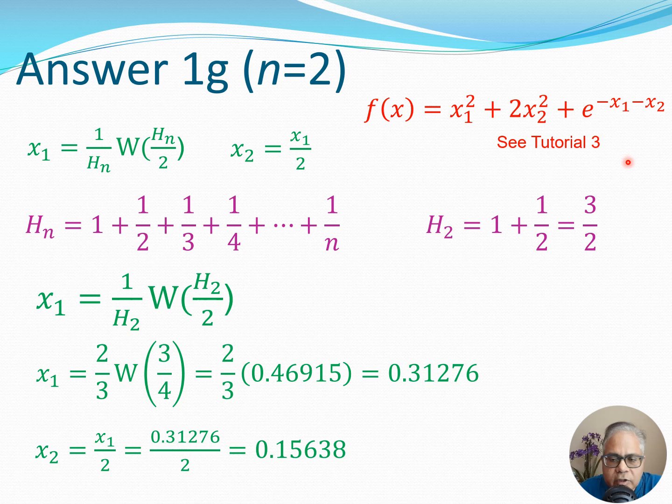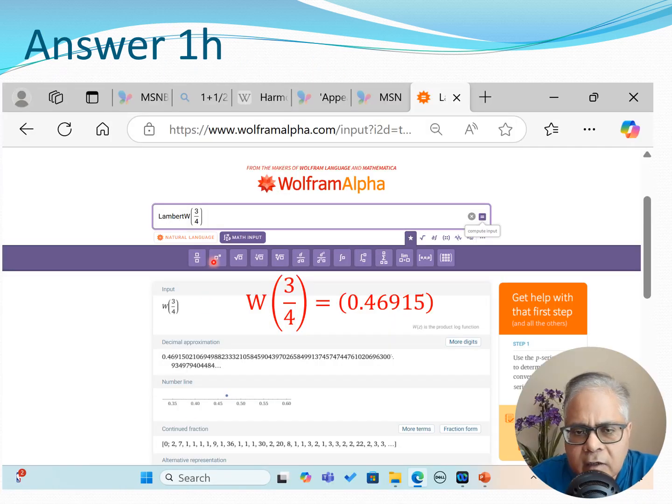And do check out tutorial 3 if you have not already done so for the solution without using this general statement of the problem. So let us just see how W of 3 by 4 was obtained. And again, what I did is I went to the Wolfram system and I typed in Lambert W 3 by 4 and I got 0.46915. I'm satisfied with 5 decimal places, but the system actually gives me a plethora of decimal places here. So you can keep as many decimal places as you like.